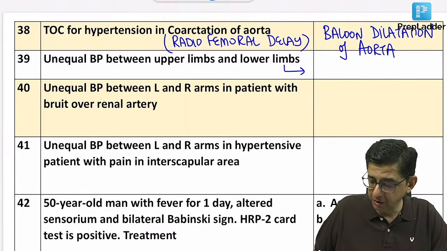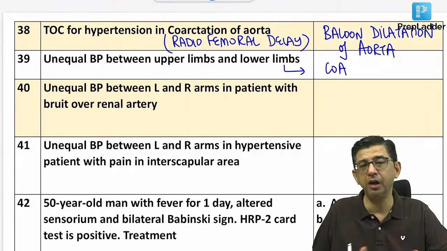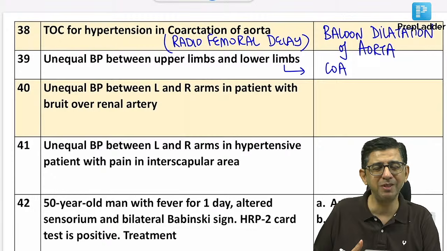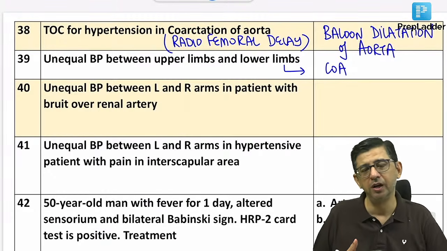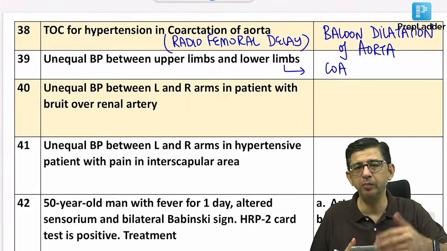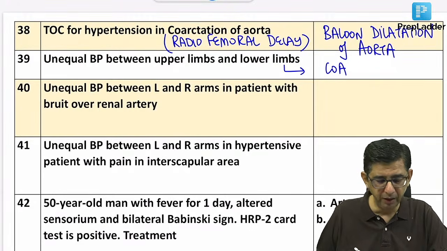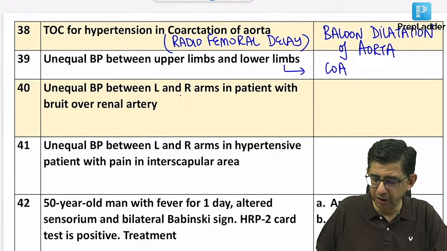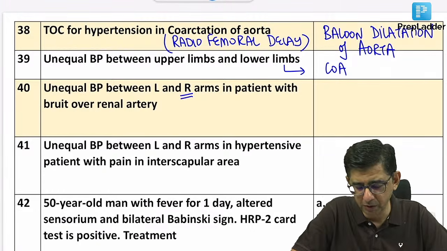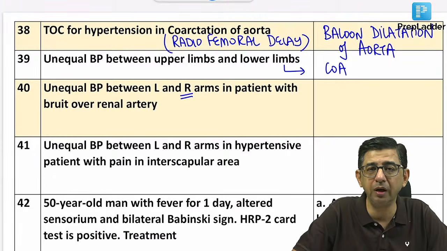Then another question in the paper said, which condition will be having unequal BP between the upper limb and the lower limbs? As I said, because of the narrowing of the aorta, there would be less BP in the legs and the BP in the upper limbs would be elevated. So, that's pretty straightforward. And then there is a question regarding unequal BP between the left and the right arms, and the patient is also having a bruit over the renal artery.